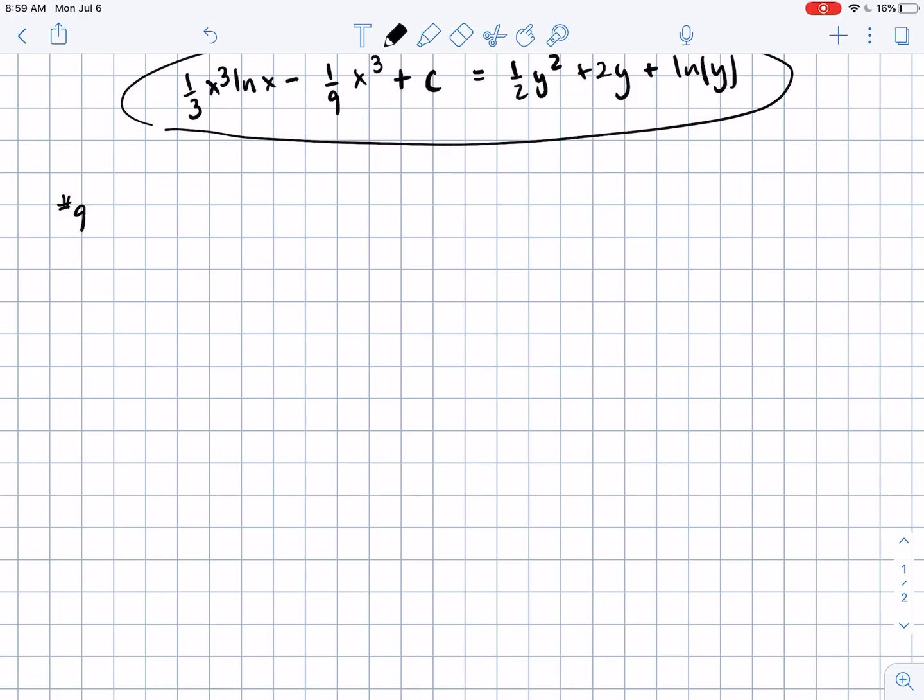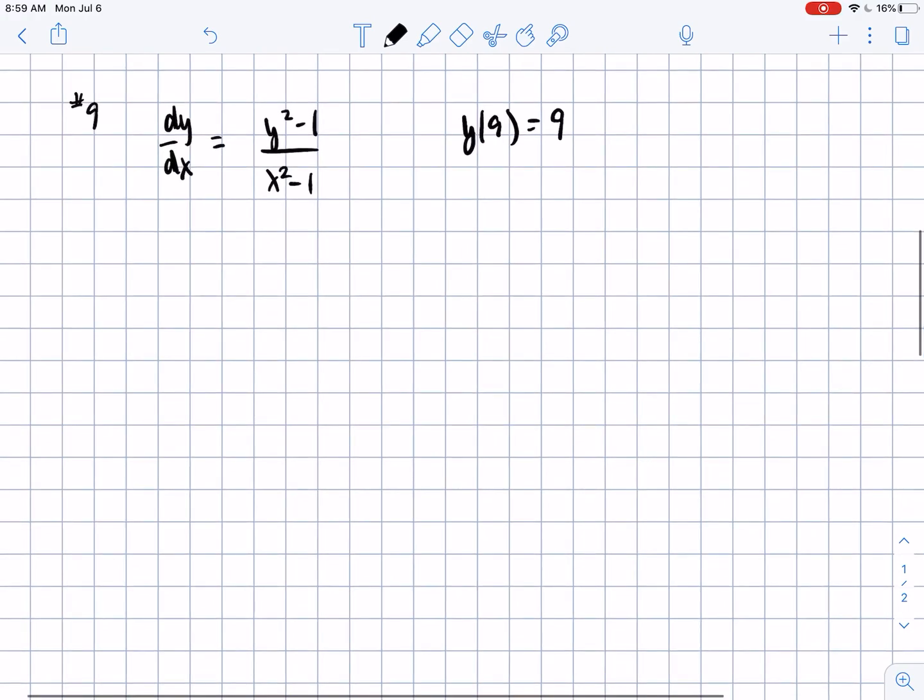Okay, number 9 is dy dx equals y squared minus 1 over x squared minus 1. And then they give you the initial value, y of 9 is 9. Okay, so you're still doing the same steps, separate and integrate. So I have dy over y squared minus 1 equals dx over x squared minus 1.